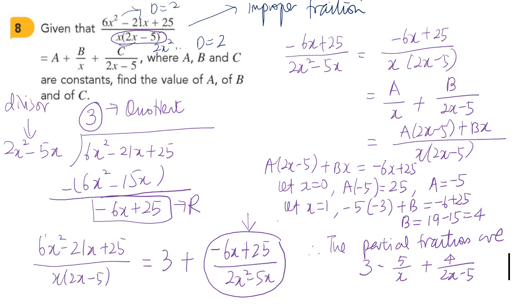All right, so if you look at the questions, you're supposed to find the values of a, b, and c. So you cannot just put your final answer as the partial fractions are so and so. You have to compare your partial fractions with what you're given in the questions and write down the values of a, which is 3, values of b. So therefore, a is 3, b is negative 5, and c is 4. Okay, that will be your final answer.